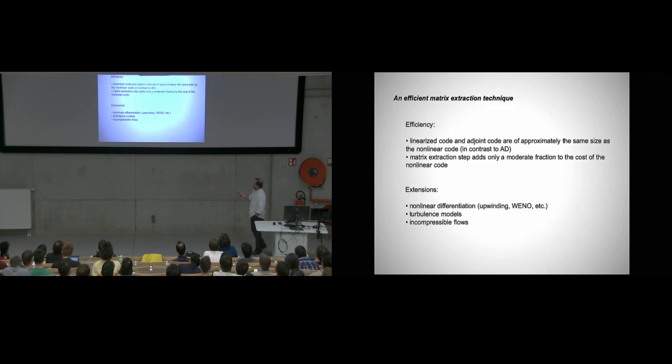So the efficiency, the linearized code and the adjoint code are approximately the same size. There is none of this explosion that you get with automatic differentiation. Okay. The matrix extraction step adds only a moderate fraction. Okay, so you have to linearize on the fly. That one is usually done locally. You can store the matrix, or you can... it's so cheap.